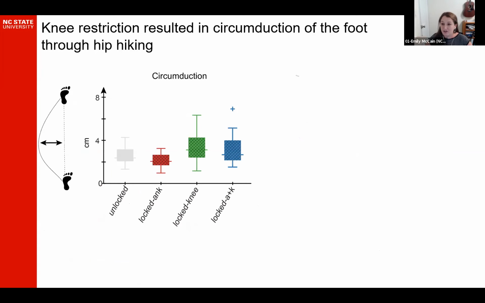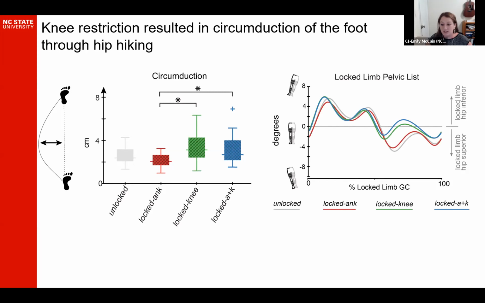We found whenever the knee was restricted that there was an increase in circumduction of the locked limb foot. Interestingly, this increase was relative to the locked ankle condition as opposed to the unlocked condition. It's possible that frontal plane motion was further reduced in the locked ankle condition due to the slight increases in sagittal plane hip power. We found that participants opted to hip hike or decrease their pelvic list during locked limb swing in order to enable this circumduction when the knee was locked.